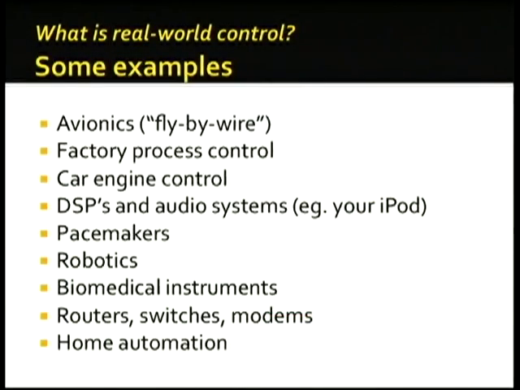So examples: if you've been in an aeroplane recently, it's all fly-by-wire. The days of old hydraulic systems are gone, it's all controlled with digital signals. Factories, car engines, the DSPs, digital signal processing, is all real-time. I mentioned pacemakers, a whole range of robotics, biomedical instruments, which is the area I specialise in. The machines that, when you give a blood sample, you take it away, it disappears somewhere, it goes into a machine that processes hundreds of those samples every hour.